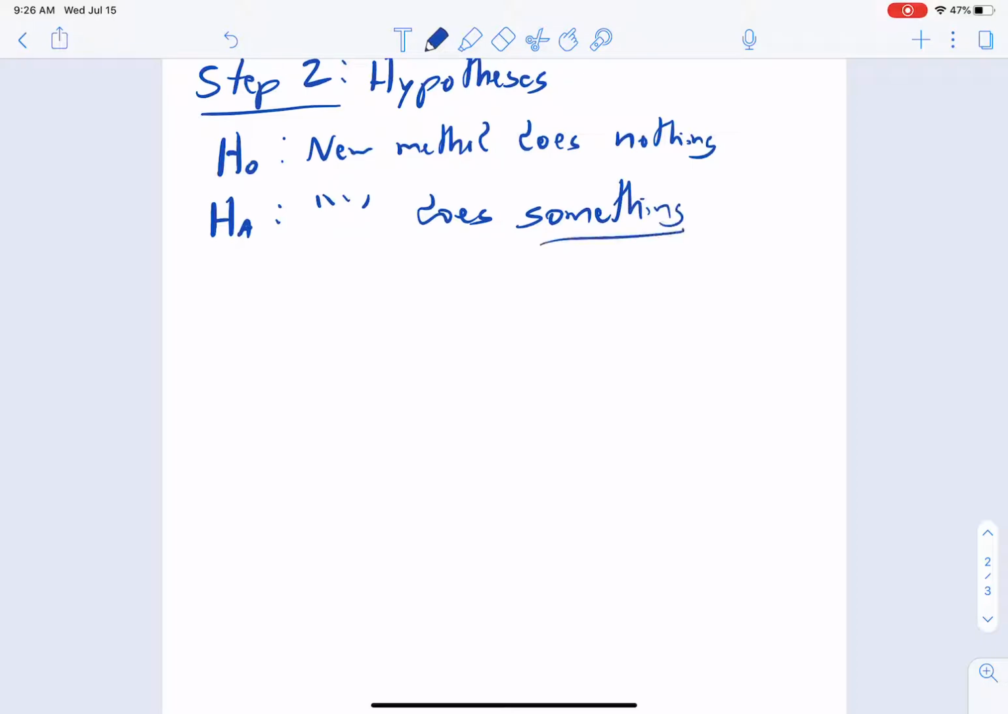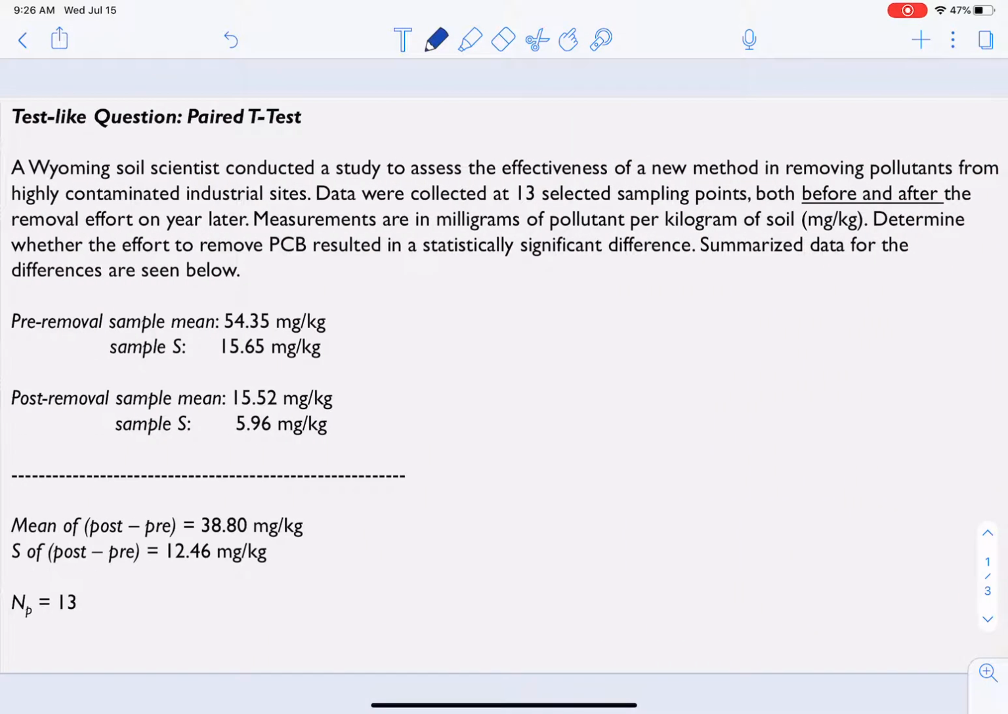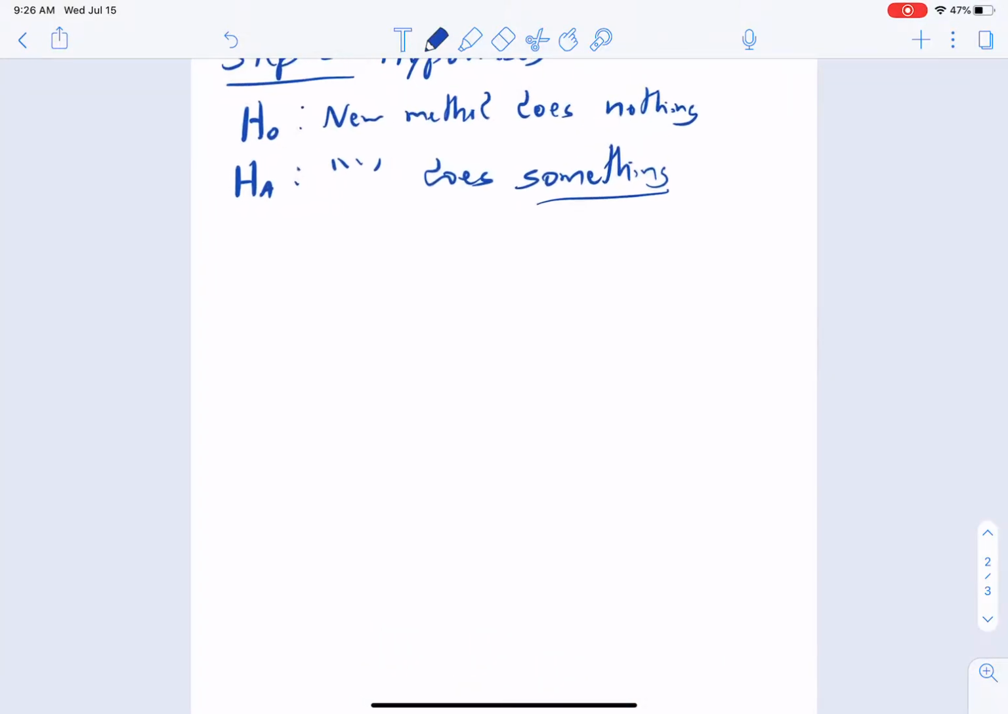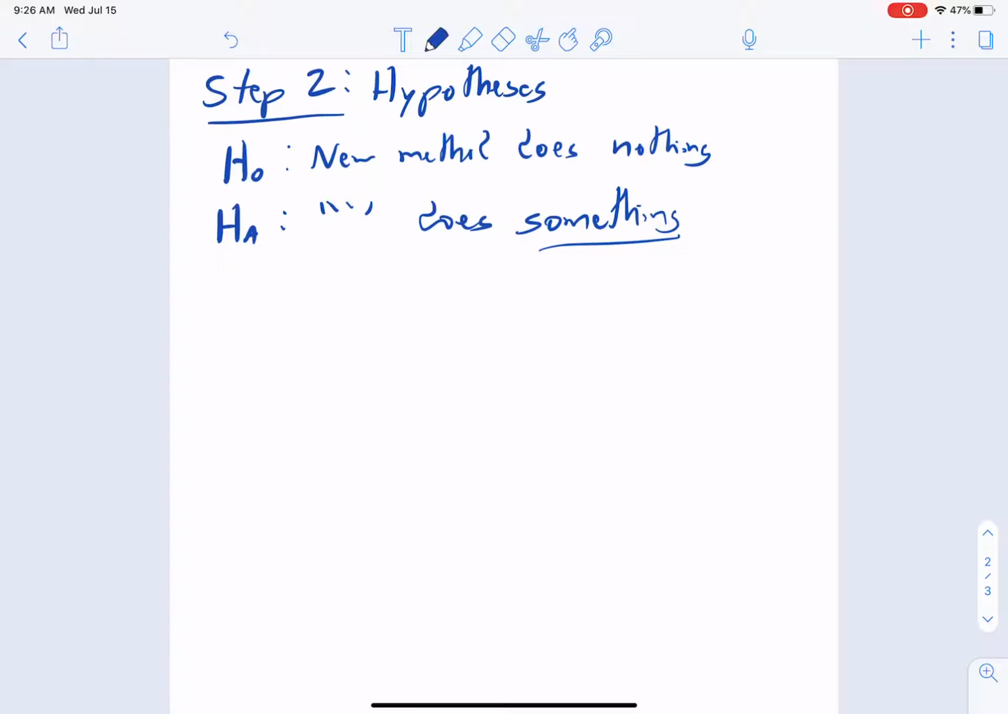Something, right? So already, if we just read question 2, we're looking at determine whether the effort to remove PCB, which is that pollutant, resulted in a statistically significant difference, right? So we're not looking at is it less, or is it more? We're just looking at did it change, right? So did it do anything, right? Okay. So we'll come back down here.